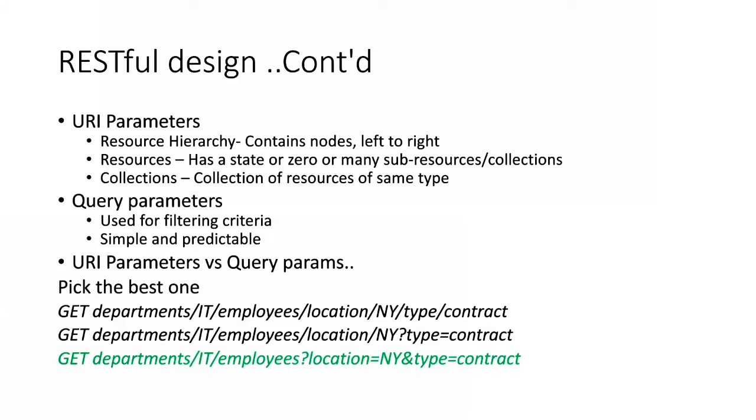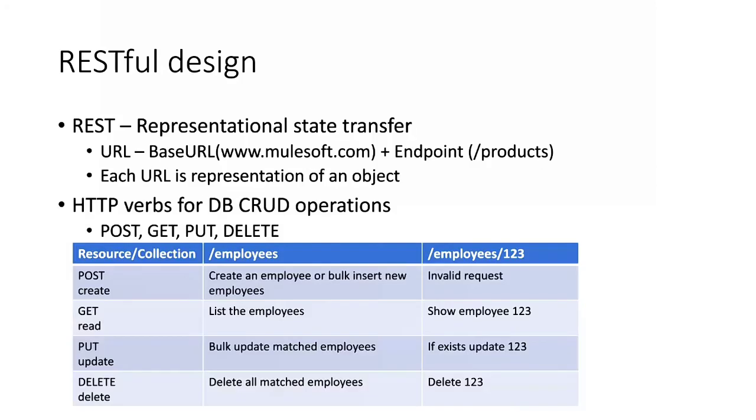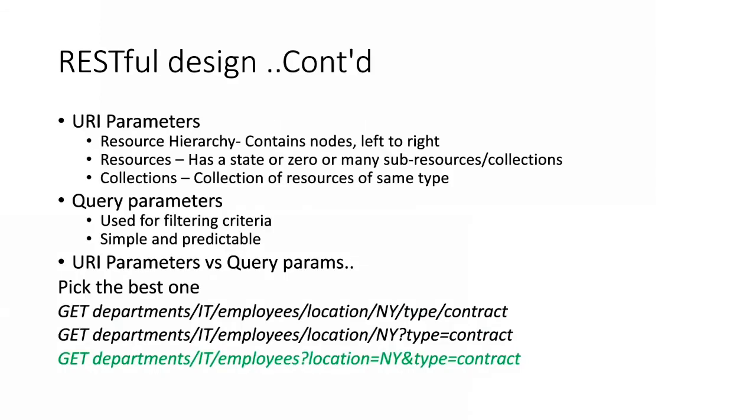A little bit more about endpoints, right? An endpoint also consists of URI parameters. For instance, in the previous slide, we have 123, which is the employee ID, and that's nothing but the URI parameter. When we talk about endpoints, we also have to talk about resource hierarchy.